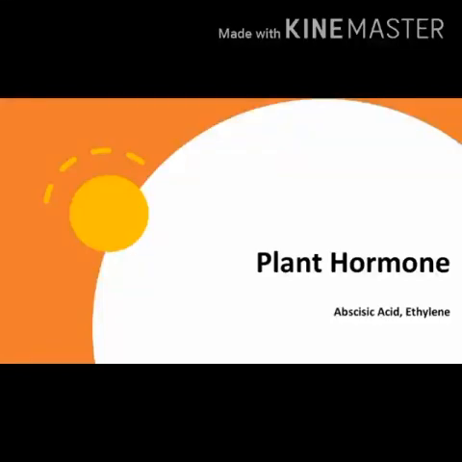Now we can see the remaining two hormones. They are abscisic acid and ethylene. These two hormones are growth inhibitors. That is, they will inhibit the growth of the plant. So they are known as growth inhibitors.